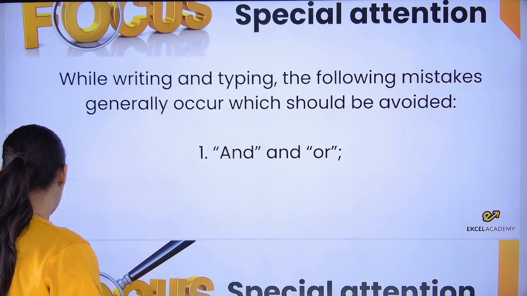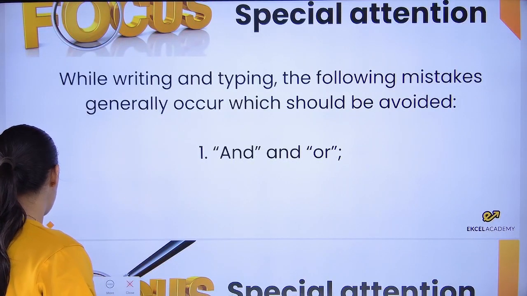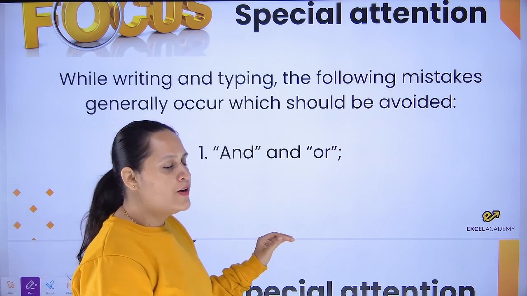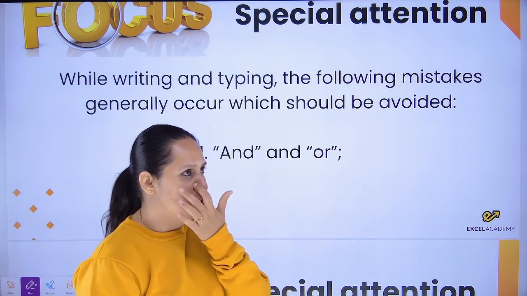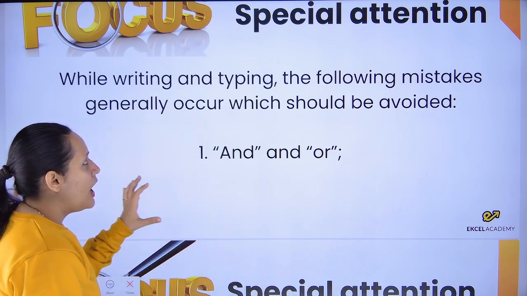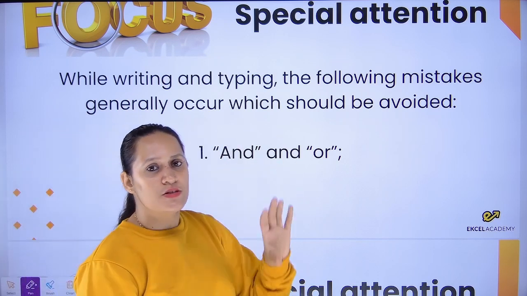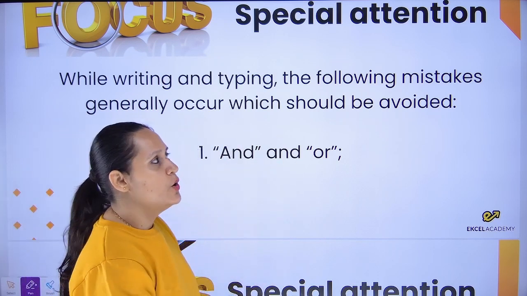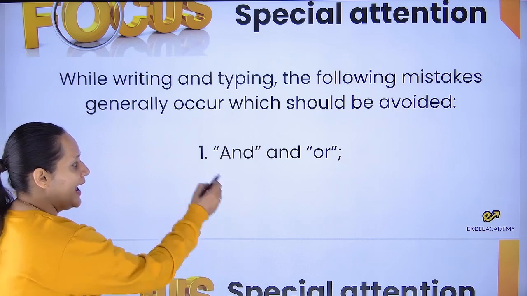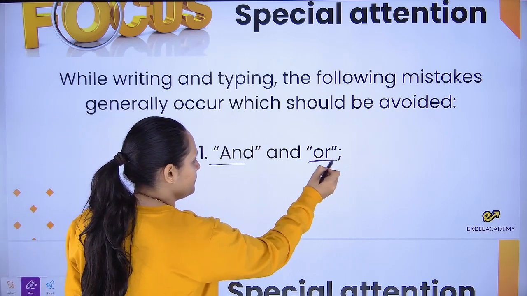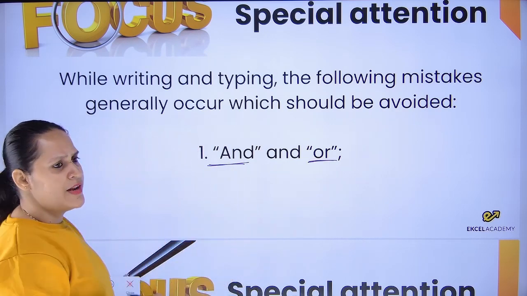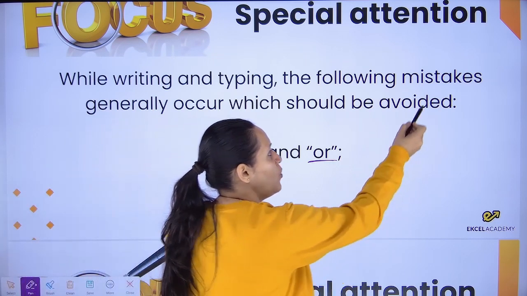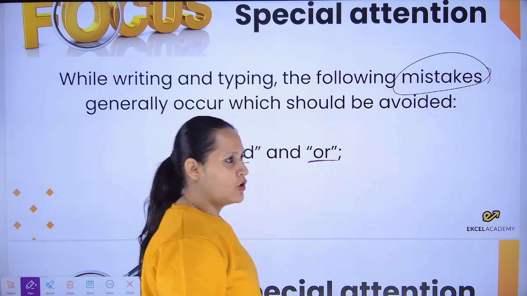So with that, we have come to an end on what you should do and what you should avoid while drafting. Moving ahead to the last concept for today's session, we are going to see how you should give special attention to certain aspects, like when you are typing 'and' or 'or'. Again, this is very, very important. These are the mistakes that you should avoid while drafting a legal document.